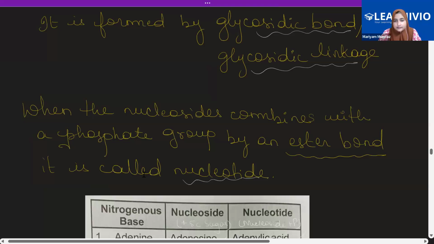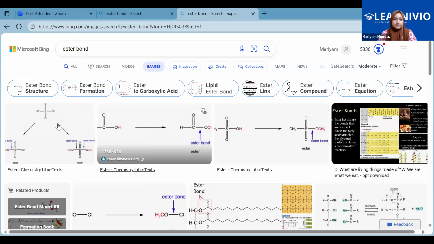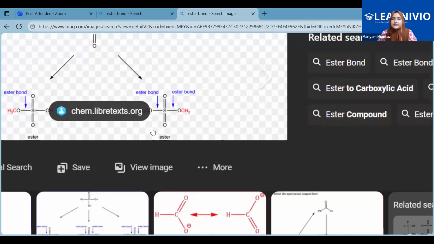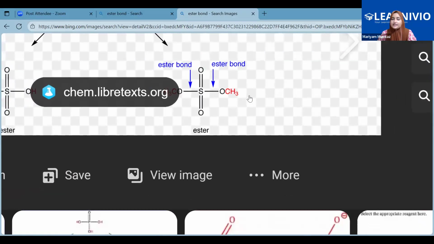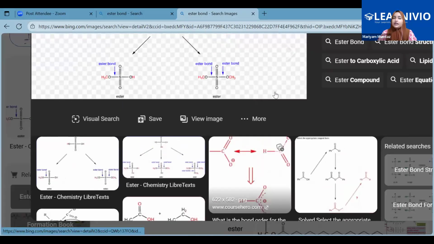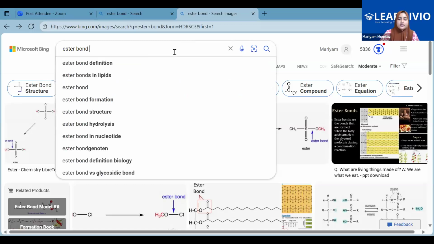See this thing. The bond that is formed, that is this one here. You see how R-O-C-H, that is your ester bond. And this is the bond that is formed in this thing, nucleotide. Okay, so when we talk about ester bond in nucleotide, so if you see over here, look at this.